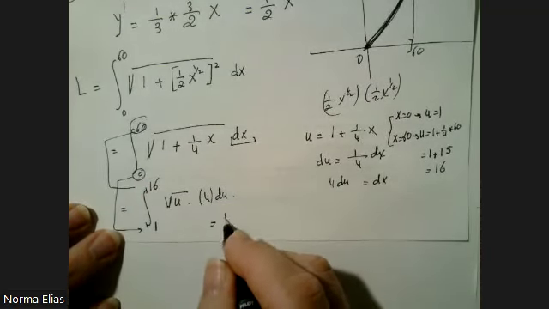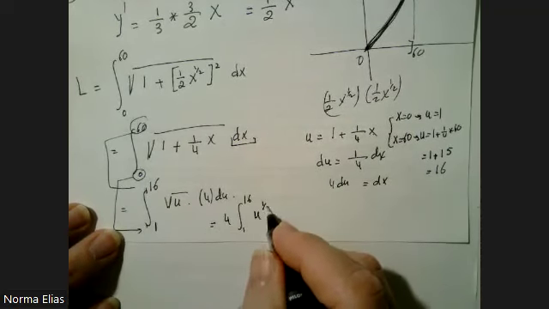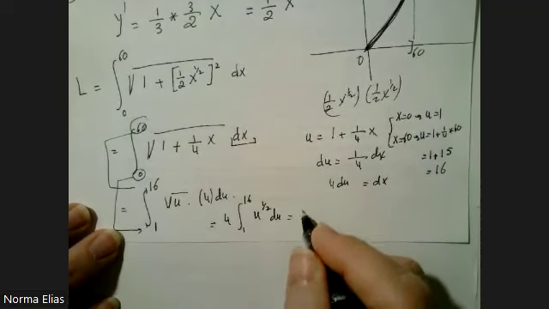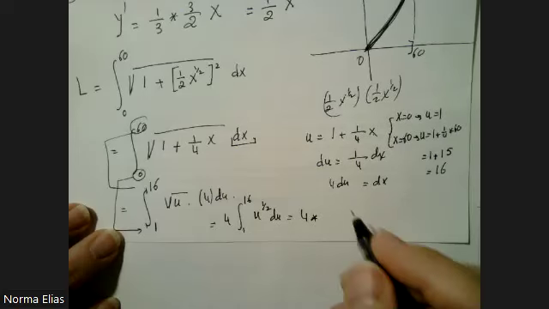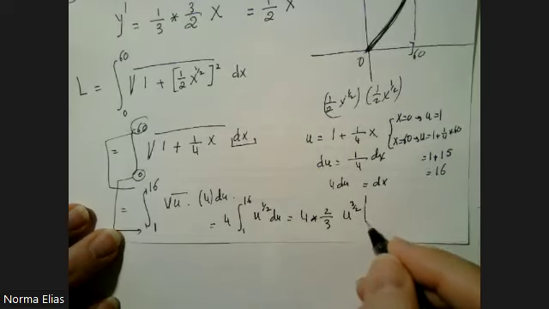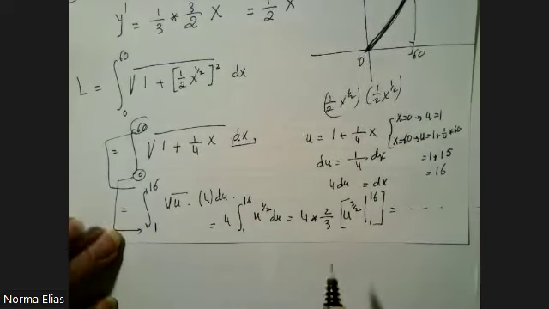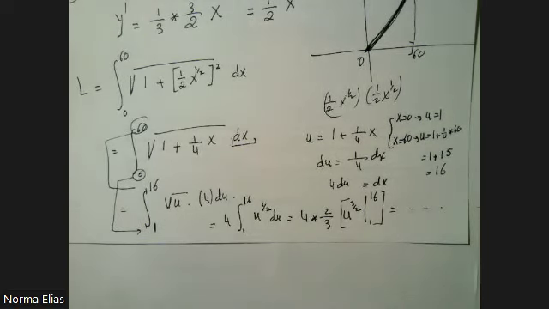And now the rest is a simple integral. u to the power 1/2 du means 4 times 1 over 1/2 plus 1. We've done this several times by now. Between 1 and 16. And the rest you evaluate. Okay?